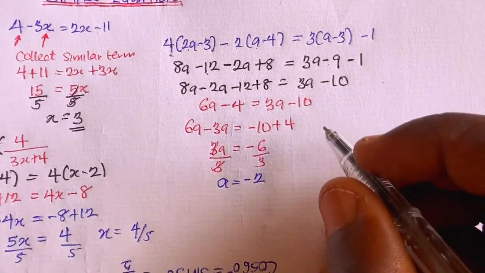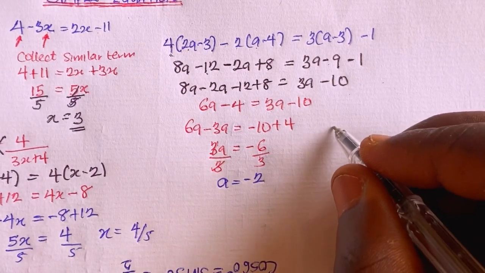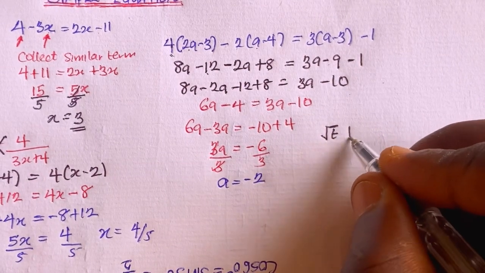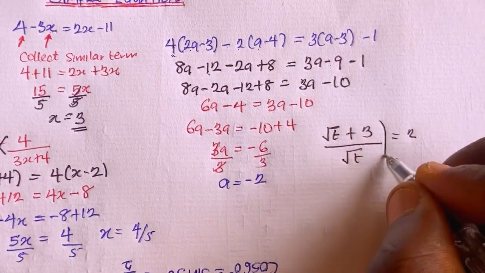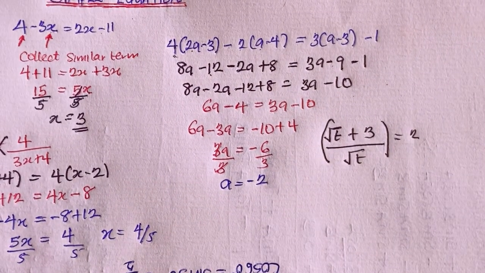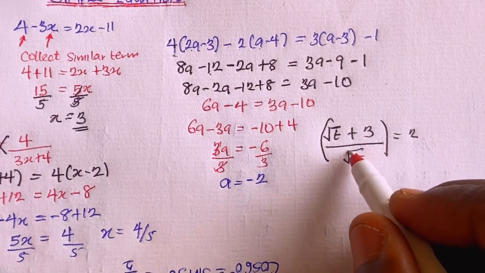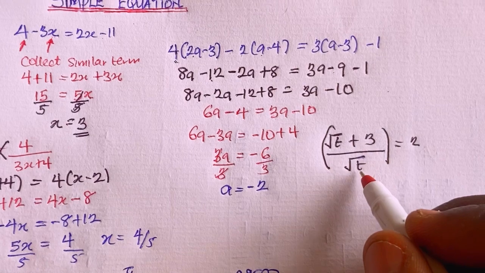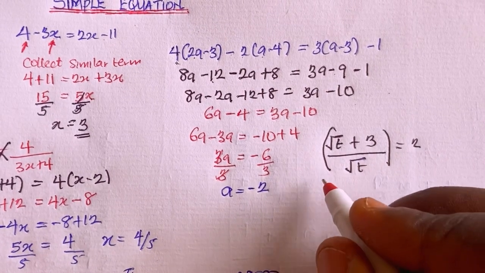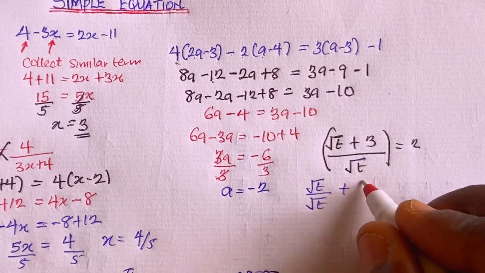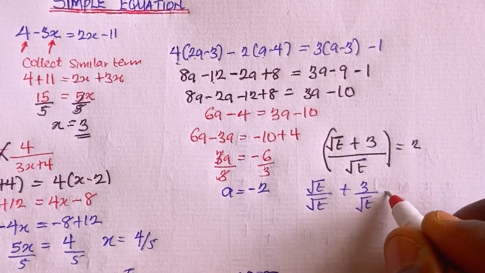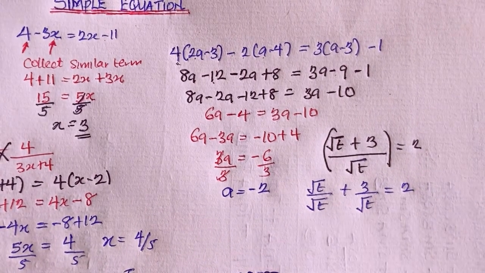Now suppose we are given another question. Suppose we are asked to solve root of t plus 3 divided by root of t equals 2, and this is enclosed in parentheses. So now what I'm going to do here is that since this is having just a single denominator value, I can go ahead and just express it as root of t divided by root of t, plus 3 divided by root of t, which is equal to 2. Right? So it's very simple.